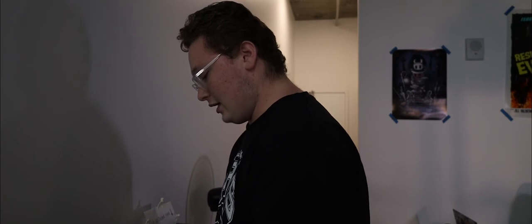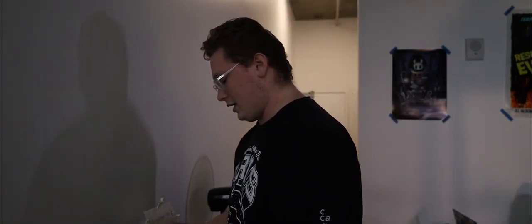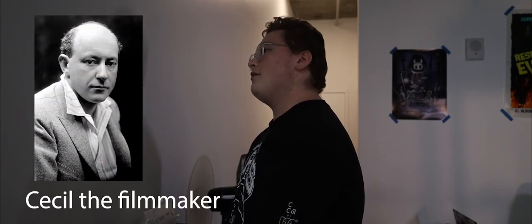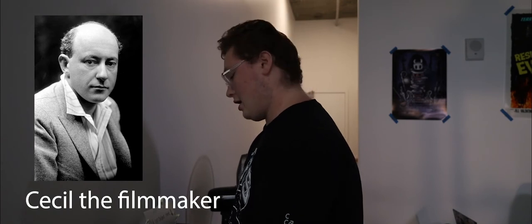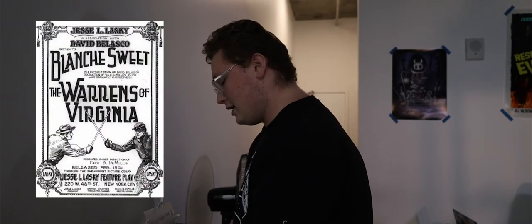Now when you look at Rembrandt's work, the triangle of light seems very natural, and that's because it is. Now Rembrandt was the first artist to use this type of lighting that he created in his work, which eventually later on, at the very beginning of film days, the early days of cinema, a filmmaker by the name of Cecil, a director, this guy right here, in 1915, was making a movie called The Warrens of Virginia. And in that film, he used very similar lighting techniques.